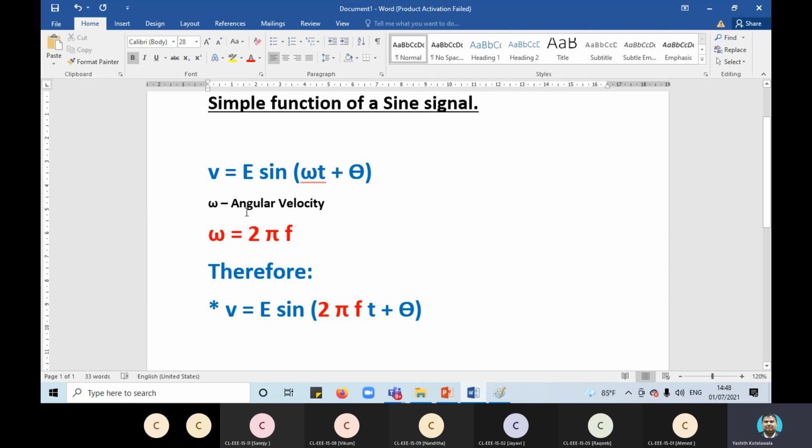Now why do we call it angular velocity? That is because when it comes to exact physical motion, the mass starts moving in a circular path with a particular velocity. You call it angular velocity.